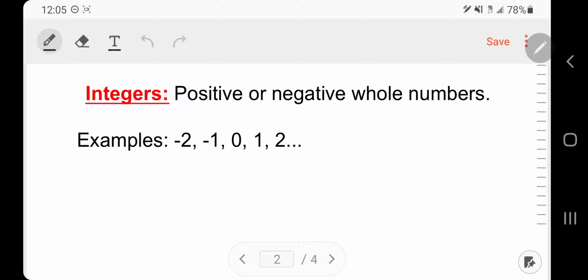More specifically, we have integers, which are positive or negative whole numbers. We see some examples: -2, -1, 0, 1, 2. Those are all considered integers. Those are the positive and negative whole numbers.